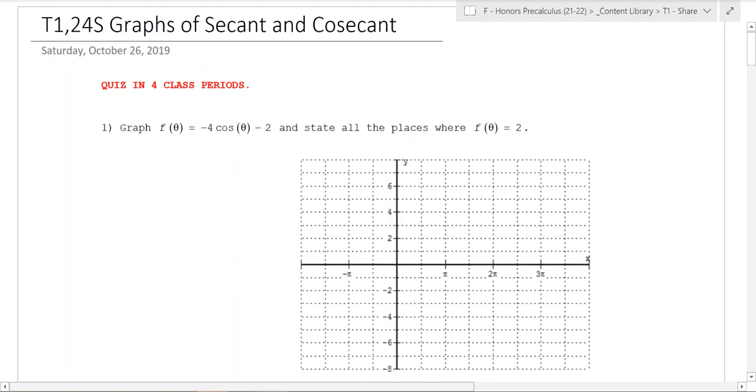Hello and welcome to T1 Day 24 of Honors Precalculus. We're going to graph secant and cosecant functions today, but we're going to first start out by graphing some sine and cosine functions to warm up.